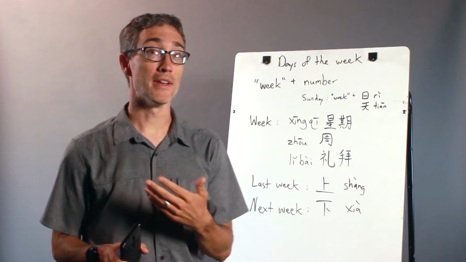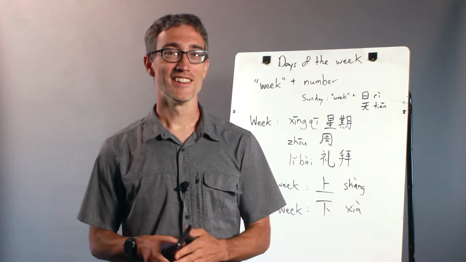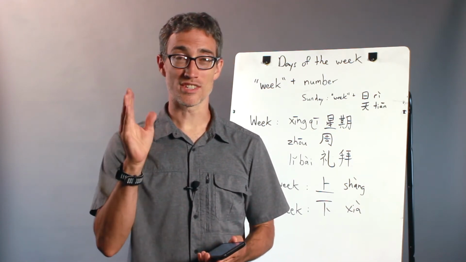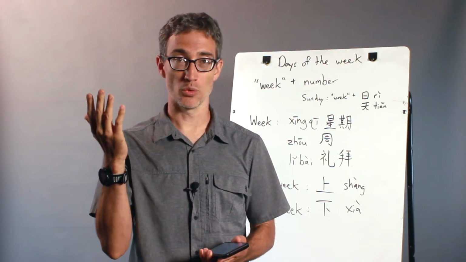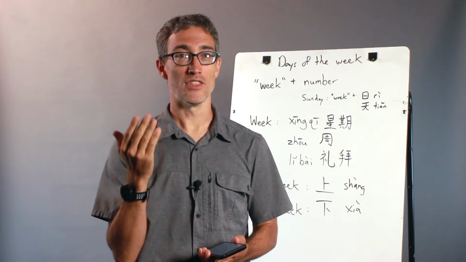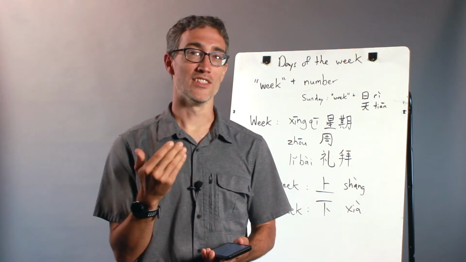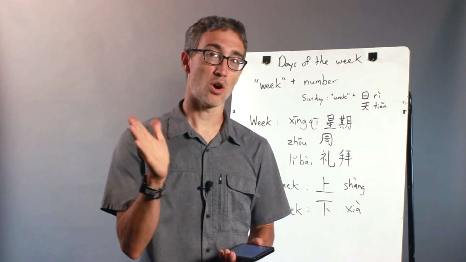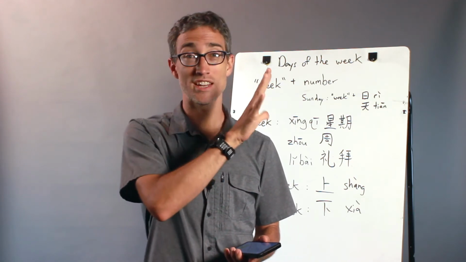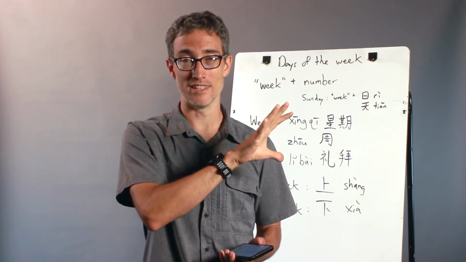It starts with Monday. Chinese weeks start with Monday. So you literally say week 1, obviously speaking Chinese, but the way you say Monday is week 1. And then the way you say Tuesday is week 2. And the way you say Wednesday is week 3. And this is true all the way until Sunday. So Sunday is the last day of the week in Chinese.